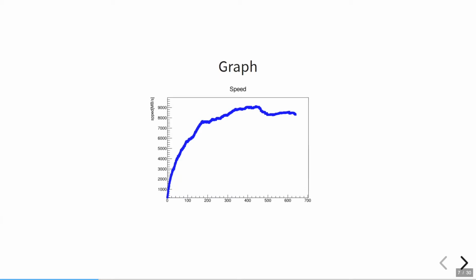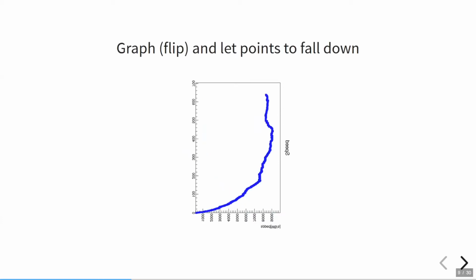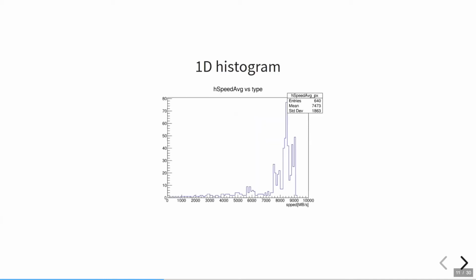So what we do, basically, you have that one, and then to create a histogram out of that, because sometimes you are not interested in time, you would like to find out how often you were at the highest speed or whatever, how the speed is distributed. So what you can do is simply rotate the picture once, then mirror it, and then let all points fall down to the bin axis, and then you have some distribution, something like that. So this is what you can see. This is the same picture, but we can see that the mean value for the speed is 7.4 gigabytes per second. This is how we use histograms.